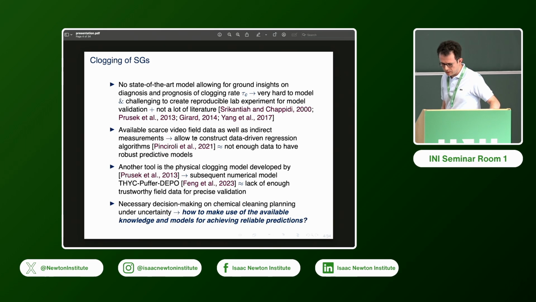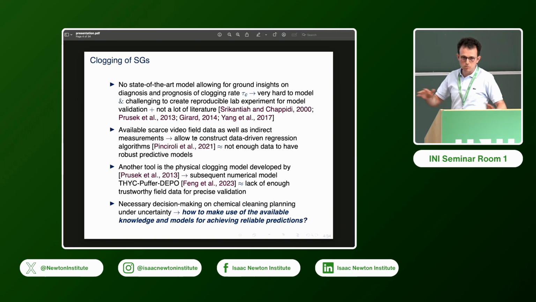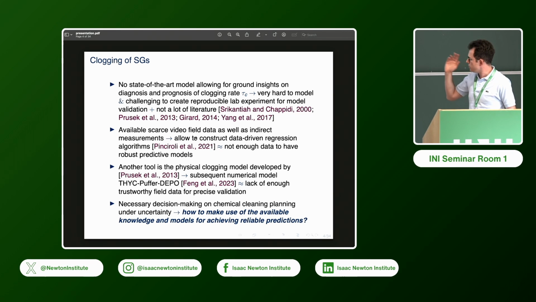The idea is that we try to develop models. Models means computer models or simulation models, or purely data-driven models. As far as simulation models go, there is no state-of-the-art solution today because of the complexity. It's long periods of operation, and it's also very hard to model and reproduce a proper lab experiment of clogging of these steam generators. There's also not a lot of literature.